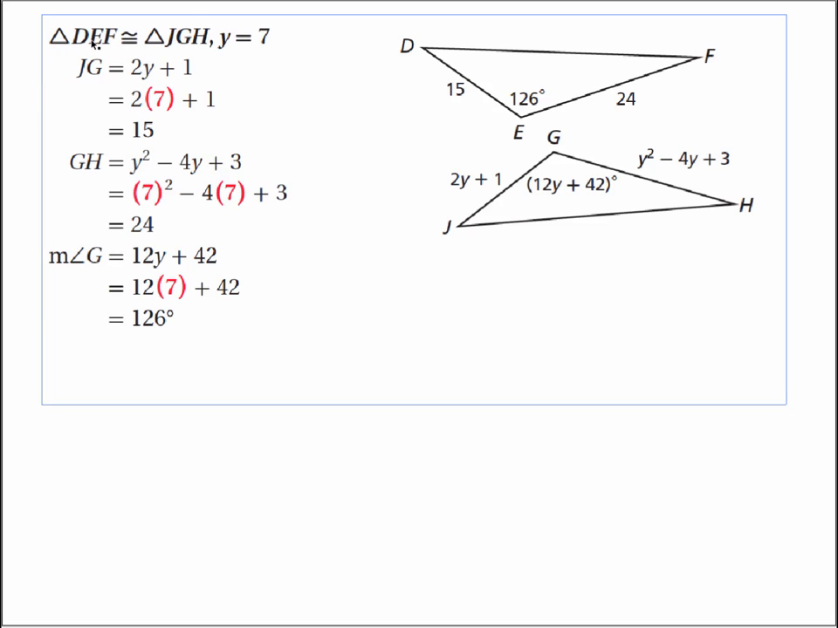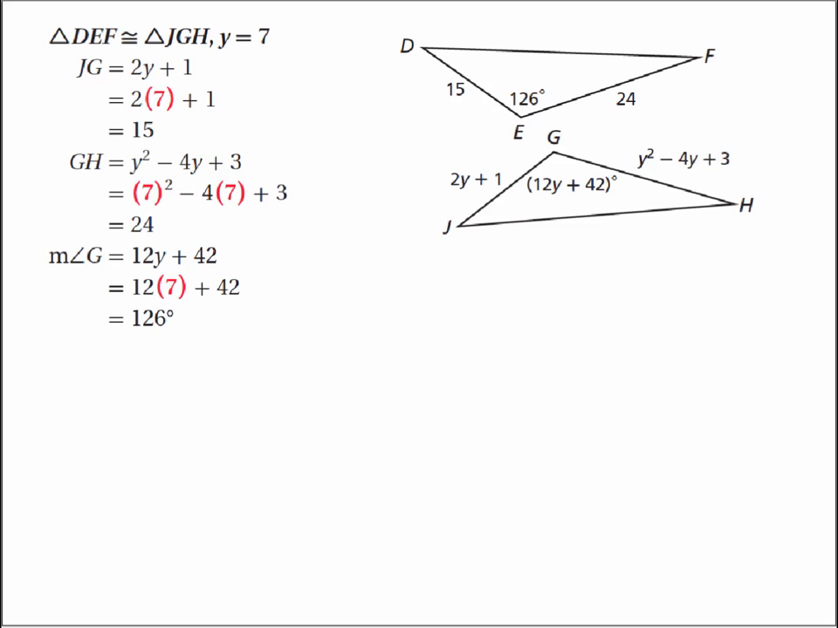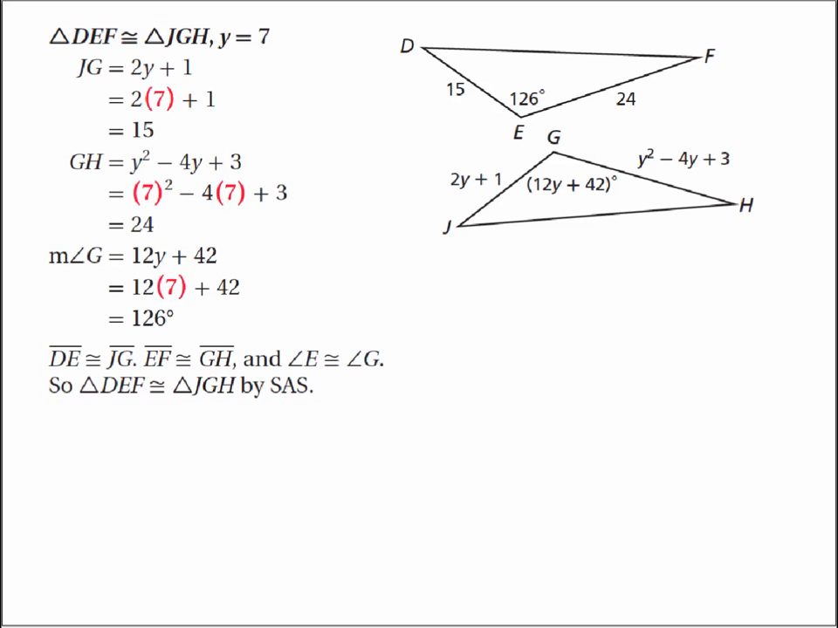We know that DE matches JG, and so when I have DE and JG, I get 15. EF matches GH, so here's EF, and that matches GH, and they're both equal to 24. And then finally, plugging in the corresponding included angles, I get 126 is congruent to 126. So since the sides are congruent and the included angle is congruent, I know that the two triangles are congruent by side angle side.